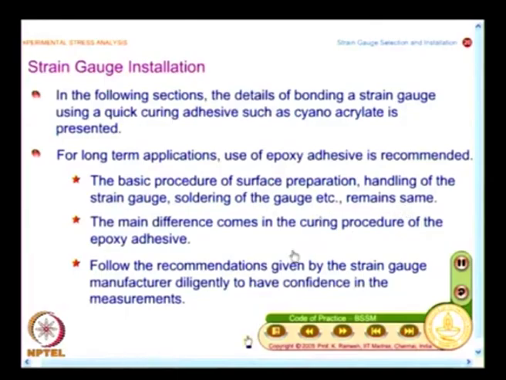And a general advice is follow the recommendations given by the strain gauge manufacturer diligently to have confidence in the measurements. So, the focus is that I must have confidence in the measurement, and confidence comes only when the strain gauge is perfectly bonded on the surface, and for perfect bonding you need to follow a procedure, and we will see even minute details which are required in looking at various aspects of surface preparation, bonding, soldering, etc.